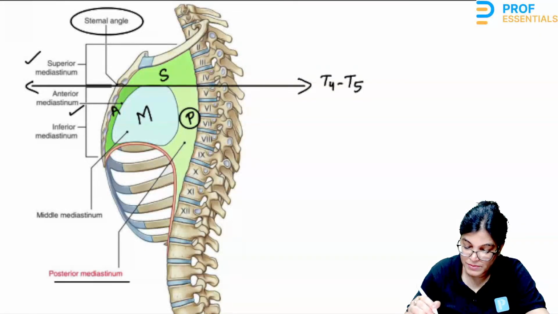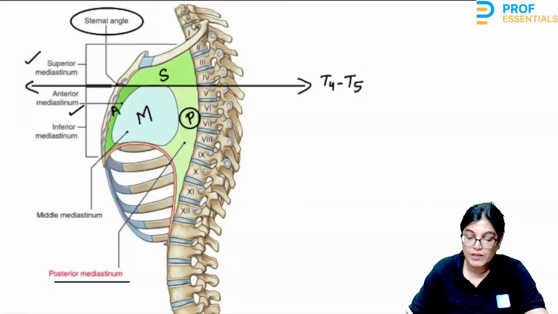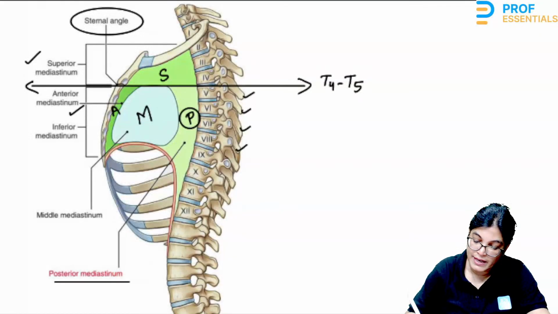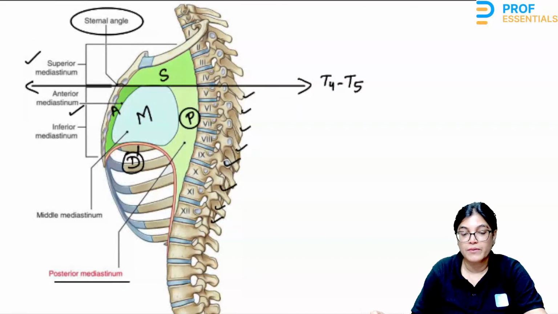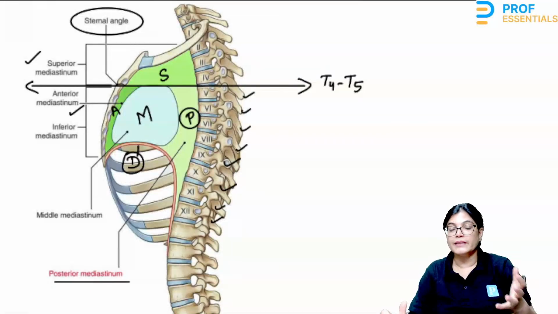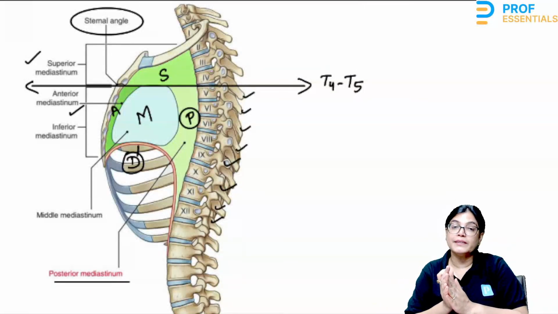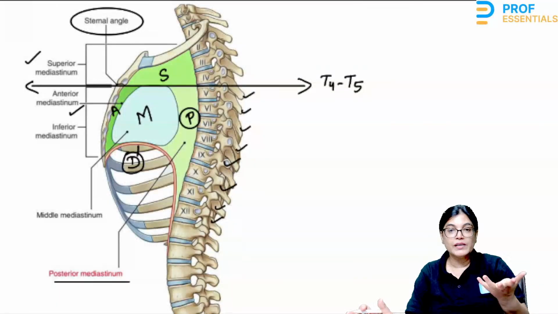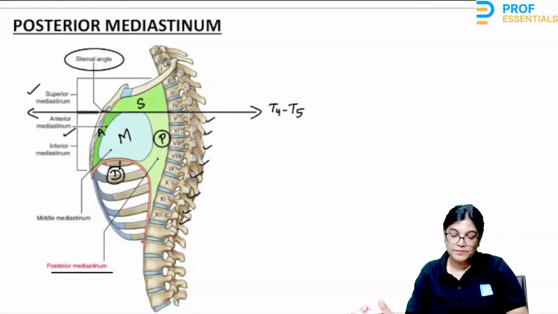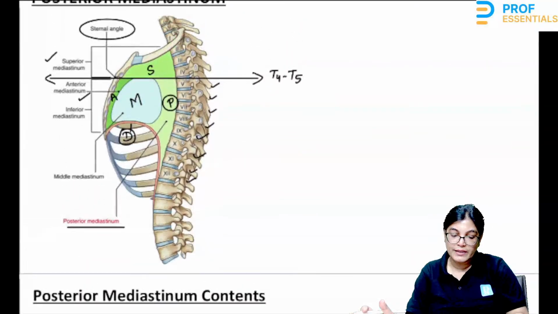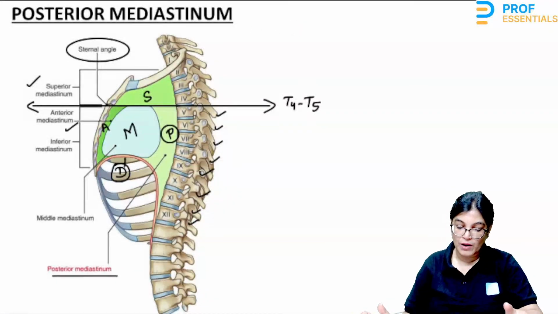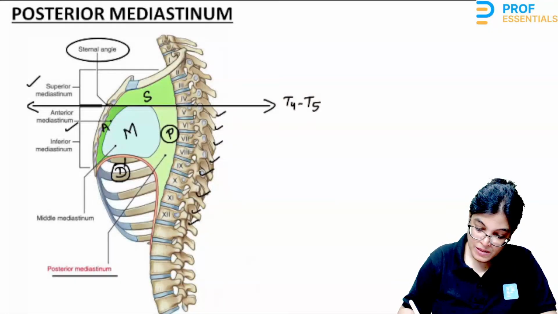The posterior mediastinum is lying anterior to the thoracic vertebrae from T5 to T12. Inferiorly, it will have D for the diaphragm. Anteriorly, it will have the middle mediastinum. So firstly, I would like everybody to know the boundaries of posterior mediastinum, and then know the content. I will also draw a schematic diagram showing the content of posterior mediastinum. And then we will study the clinical anatomy. Before content, it is important to know the posterior mediastinum boundaries. So let's discuss posterior mediastinum boundaries.